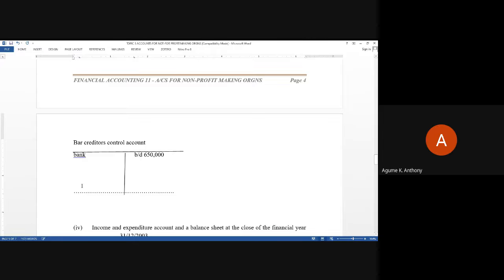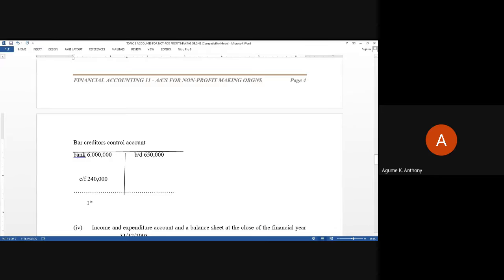Then the closing balance carried forward is 240. Then you need to ask yourself, did the creditors pay? If they were paid, then we shall debit the creditors control account. From what I see here, the creditors were paid 6 million. So come and debit my account with 6 million. And of course, the corresponding credit will be in the bank or cash.